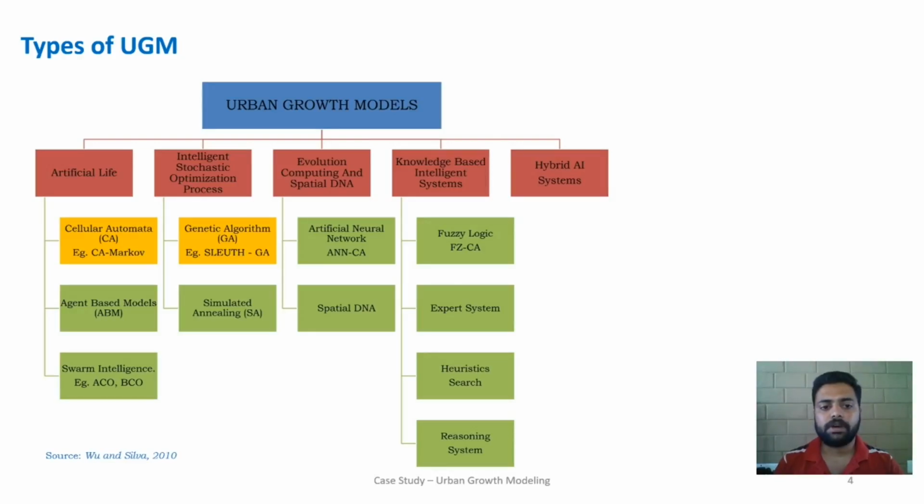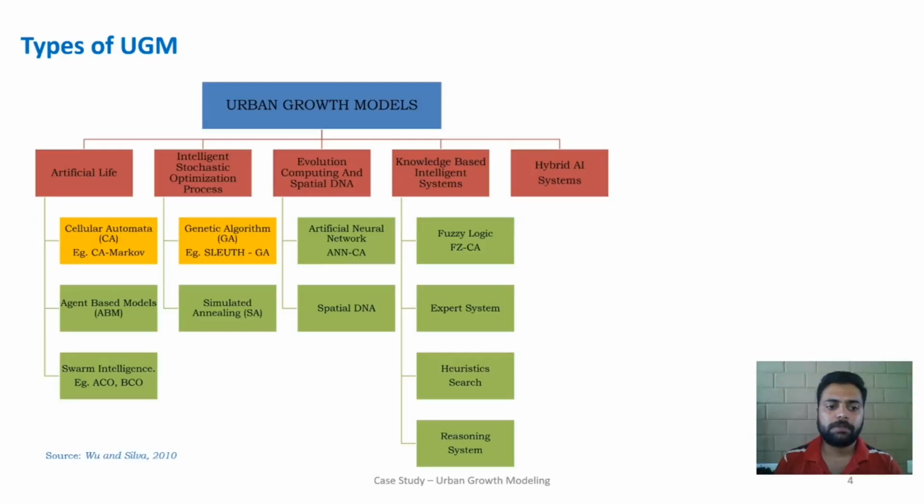Then we have evolutionary computing and spatial DNA. This is based on artificial neural networks. Neural nets have a major role to play here, and it is also called spatial DNA. And the fourth category is the knowledge based intelligence system, wherein we have fuzzy logic, expert systems, heuristic search, and reasoning systems. The last one is the hybrid AI system. Any two of these categories can be merged together to get an output. That is called a hybrid AI system.